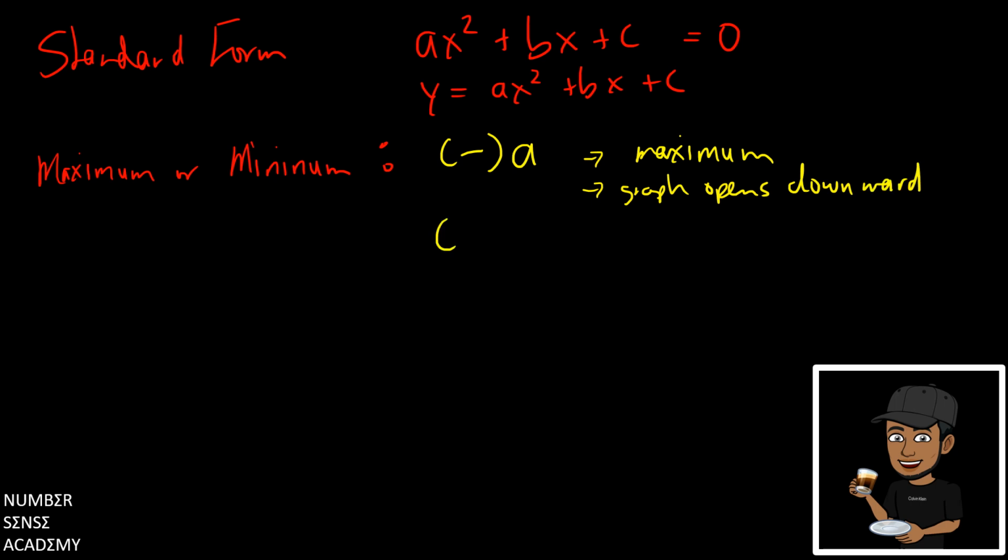If the sign in front of a is positive, just the sign, we don't care about the magnitude, we don't care about the number that's in front of a, or what a is, I should say. We don't care if a is 3 or half or a million. We just care about the sign. So if the sign is positive, then we have a minimum, and the graph opens upward.